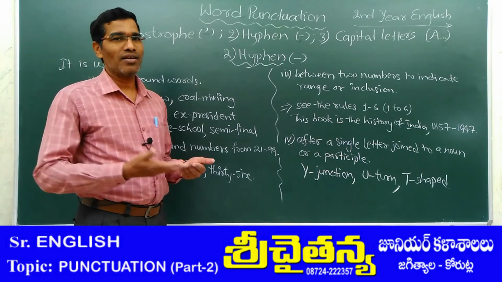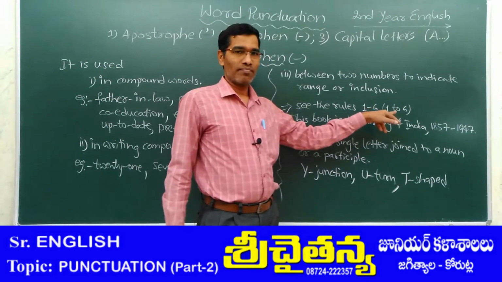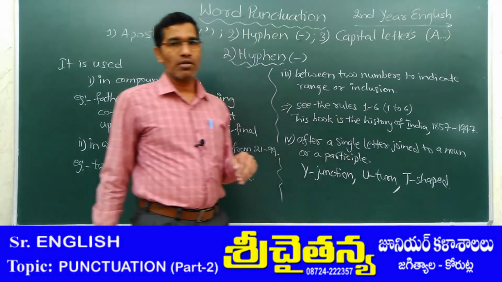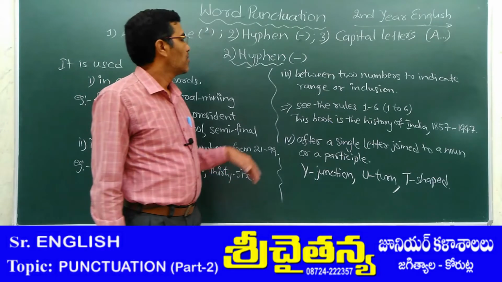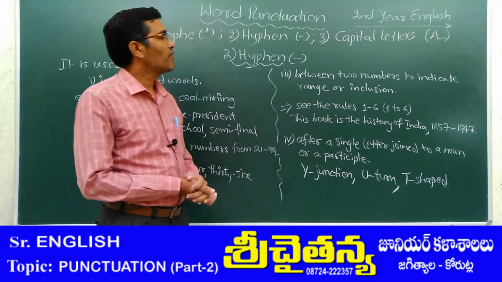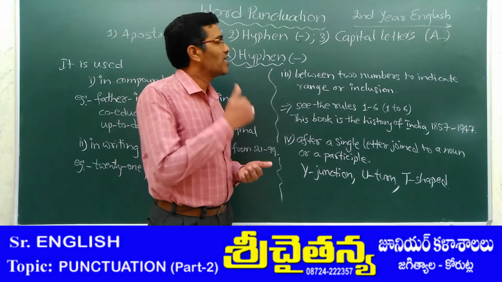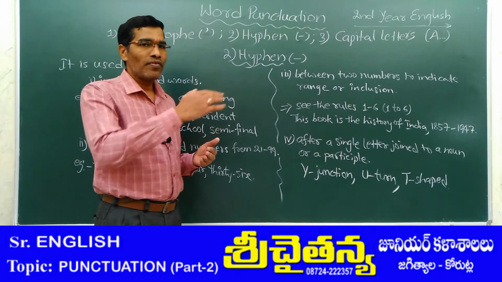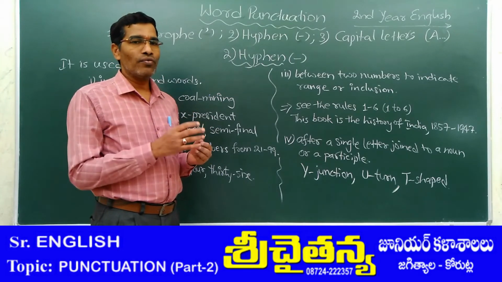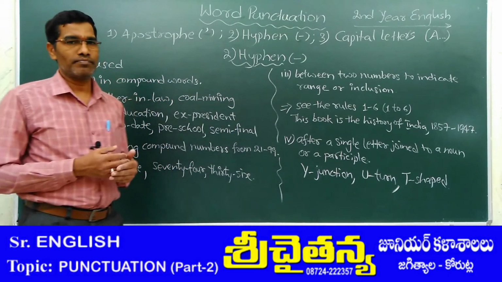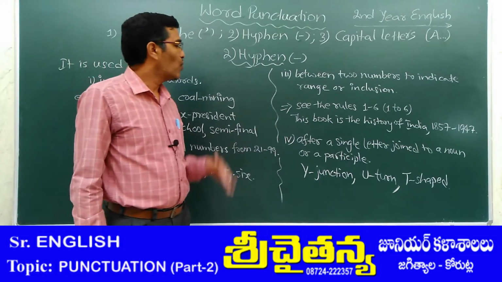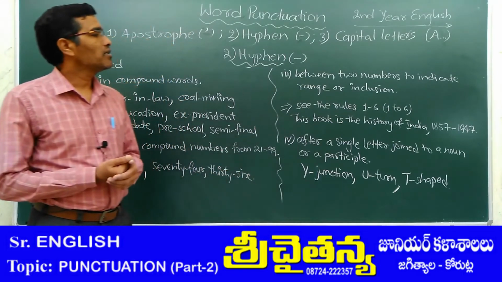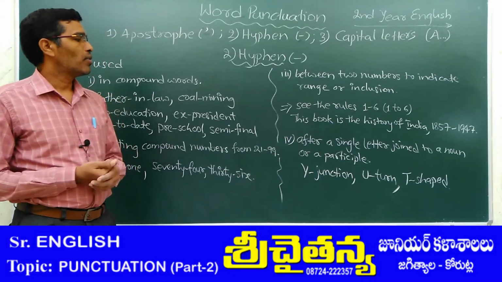But in written, we can write both ways. Instead of writing "to", we can use hyphen also. Right? This book is the history of India 1857 to 1947. Yeah, 1857-1947, for the use of "to", we can use hyphen. Right? Like that. The fourth use of hyphen is after a single letter joined to a noun or a participle.